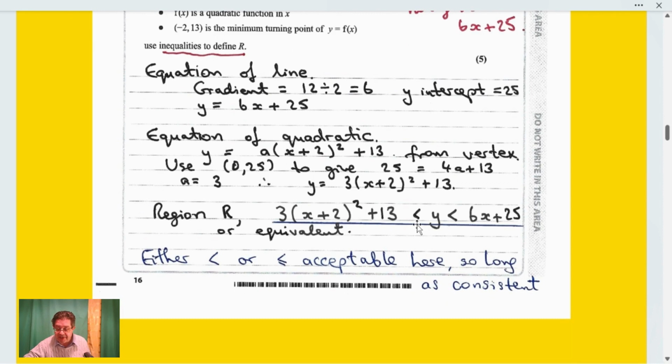You are allowed to use a strictly less than, or a less than or equal to sign, but the mark scheme does say that you must be consistent. That is, that you must use either one or the other in both places. This is one region we're looking at, so we do want it written in one part, not as two parts with an 'or' between them.